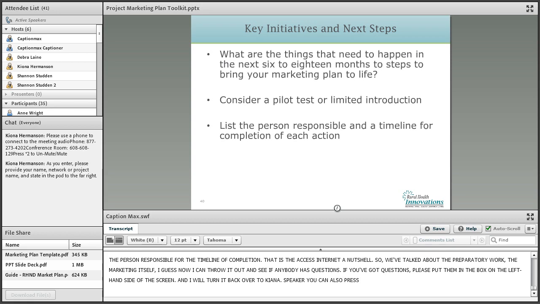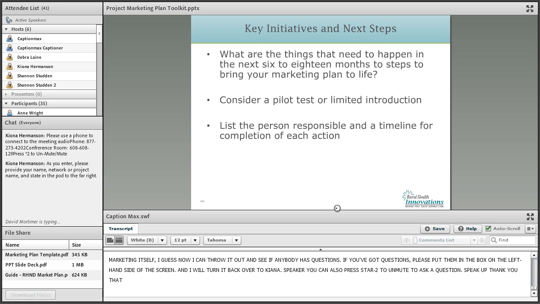That is the process in a nutshell. So we've talked about the preparatory work. We've talked about the marketing plan itself. I guess now I throw it out and see if anybody has questions. If you've got questions, please put them in the chat box on the left-hand side of the screen, and I will turn it back over to Keone.